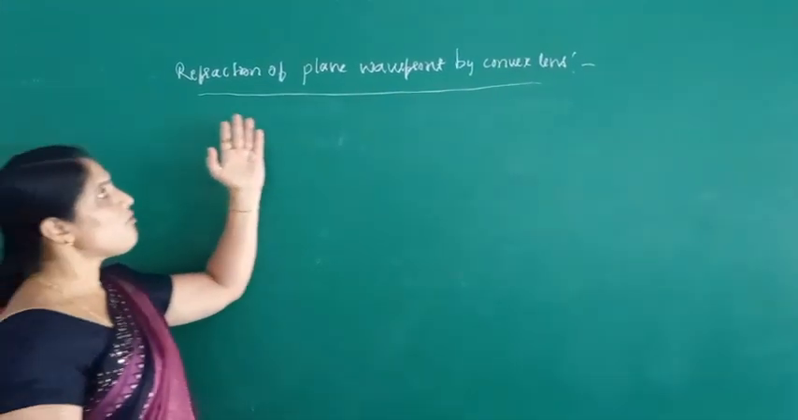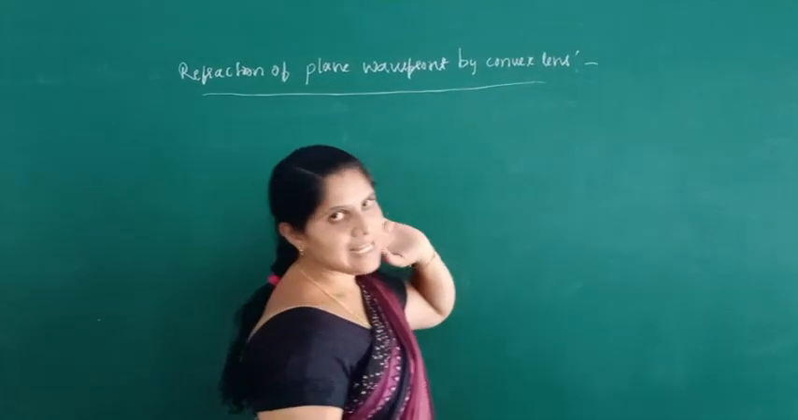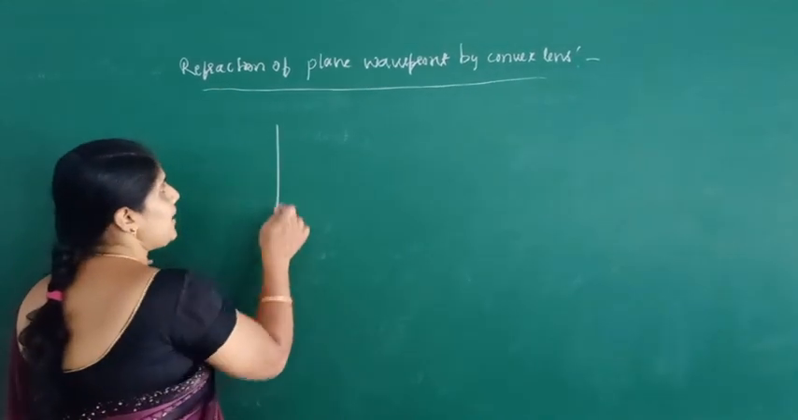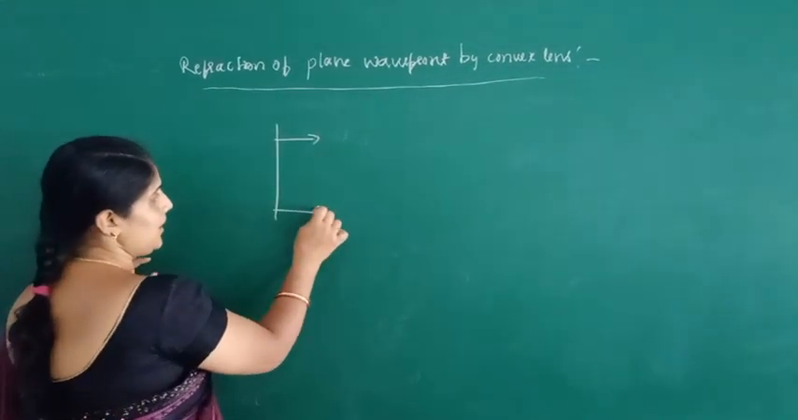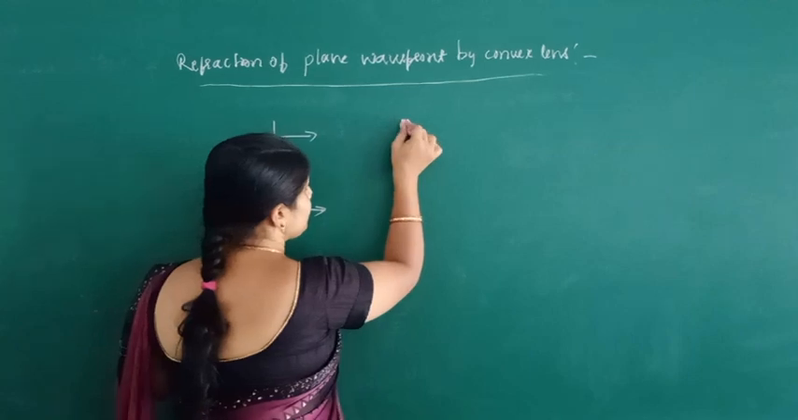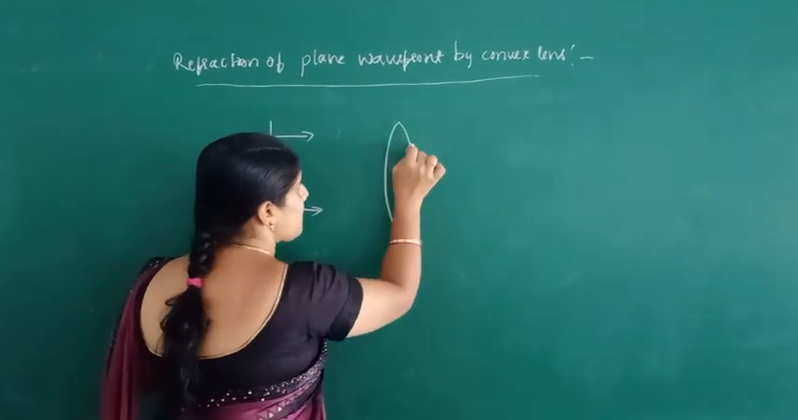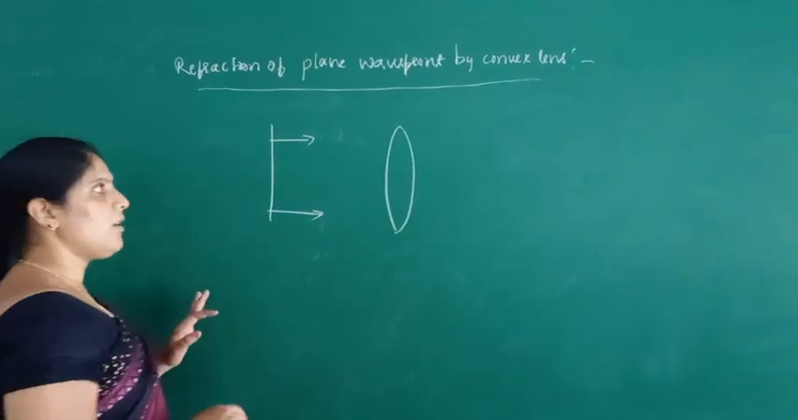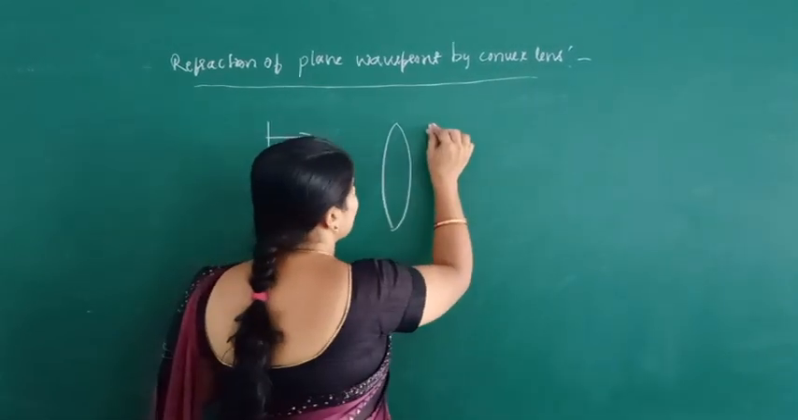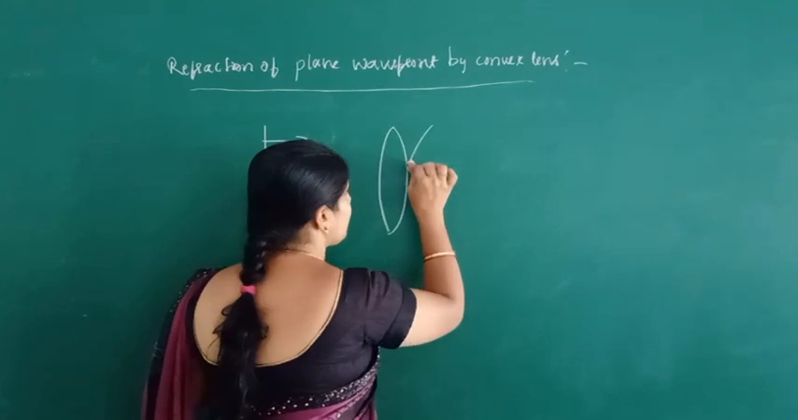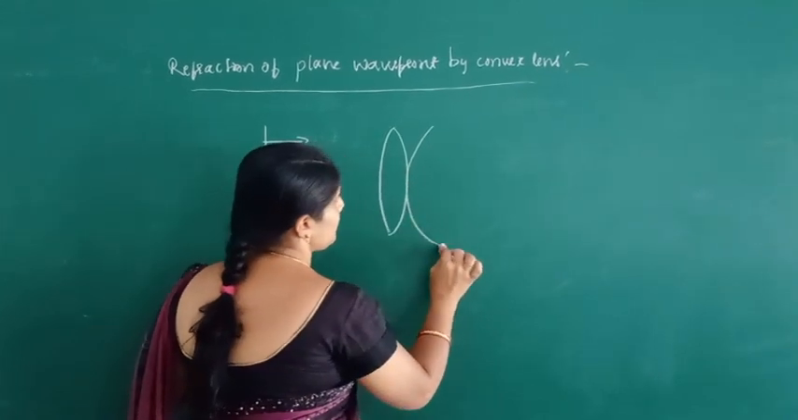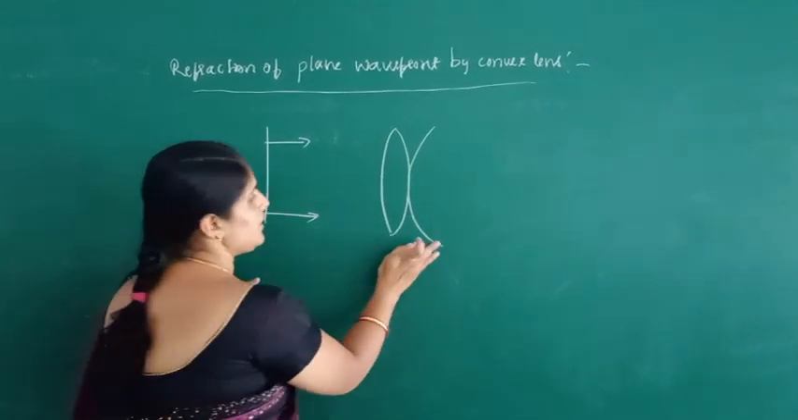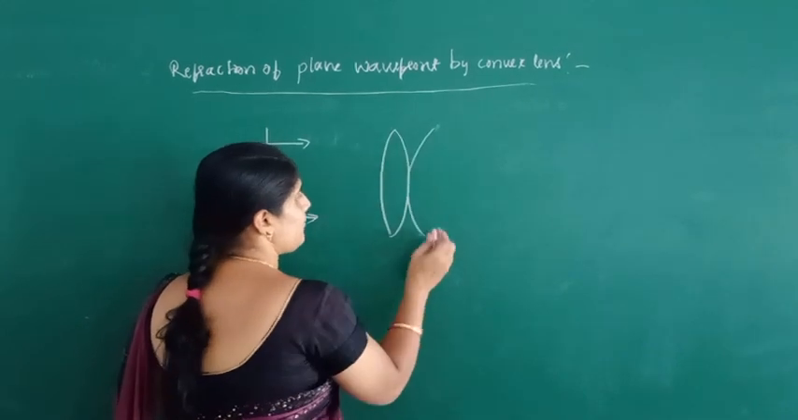Next, refraction of plane wavefront by convex lens. When a plane wavefront is incident on the convex lens, this is the convex lens, we will get a spherical wavefront like this.